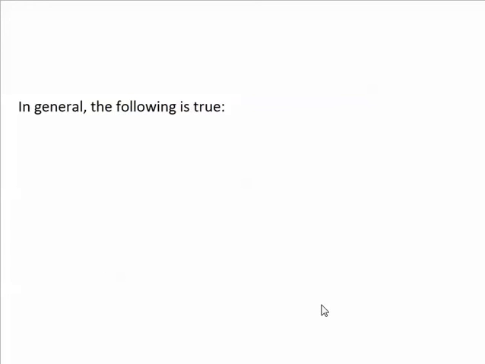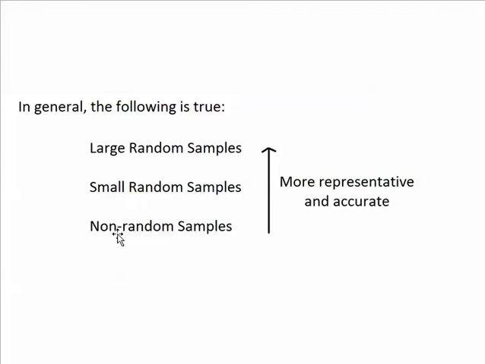So in general, the following is true. Non-random samples tend to be the least representative. Small random samples tend to be more representative, and large random samples tend to be the most representative. But this is a little bit oversimplified because if a random sample is very small, it's not going to be very representative or accurate, even though it is random. Also, there are things that can be done to improve the representativeness of non-random samples.